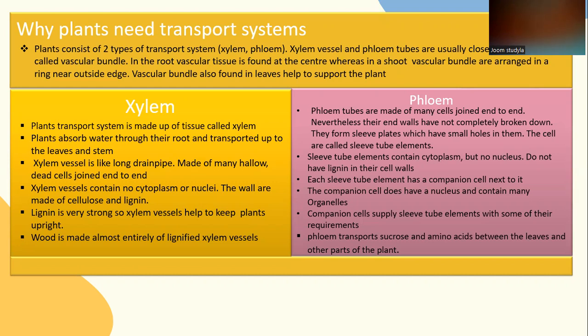Phloem. Phloem tubes are made of many cells joined end to end. However, their end walls have not completely broken down. They form sieve plates which have small holes in them. The cells are called sieve tube elements. Sieve tube elements contain cytoplasm but no nucleus, and do not have lignin in their cell walls. Each sieve tube element has a companion cell next to it. The companion cell does have a nucleus and contains many organelles. Companion cells supply sieve tube elements with some of their requirements. Phloem transports sucrose and amino acids between the leaves and other parts of the plant.